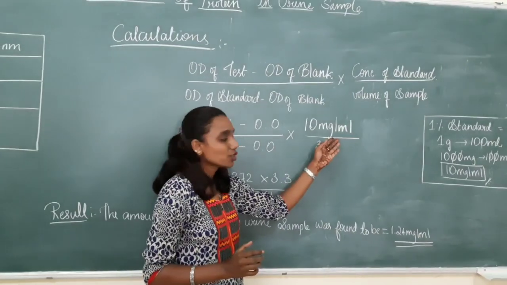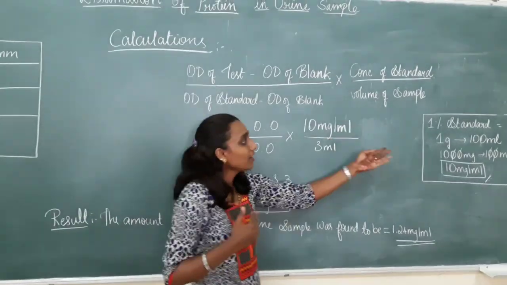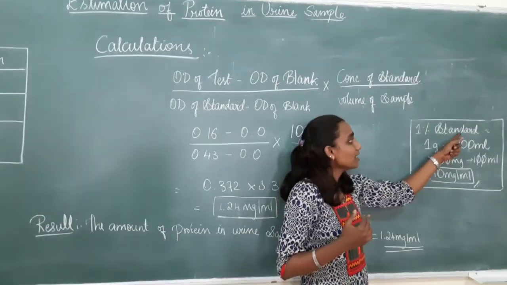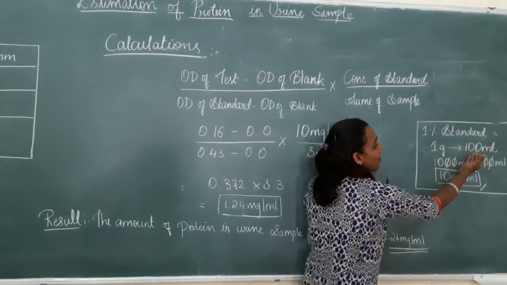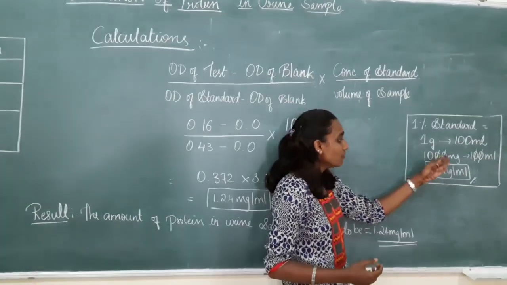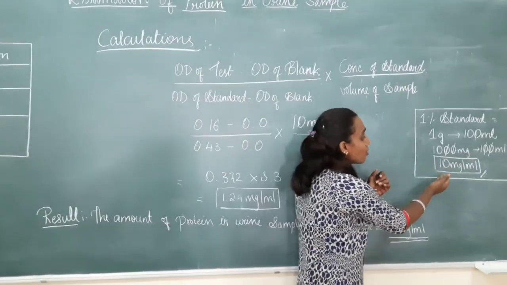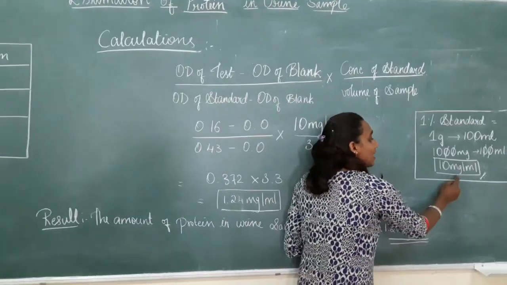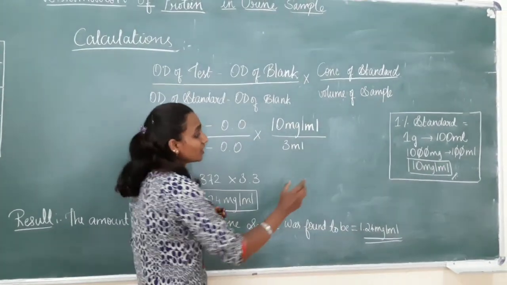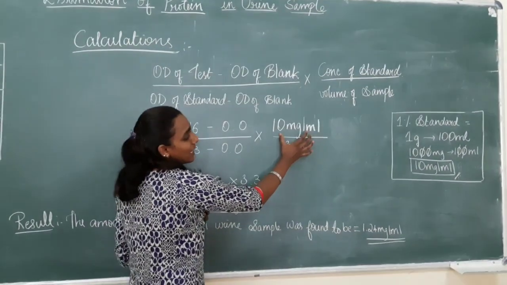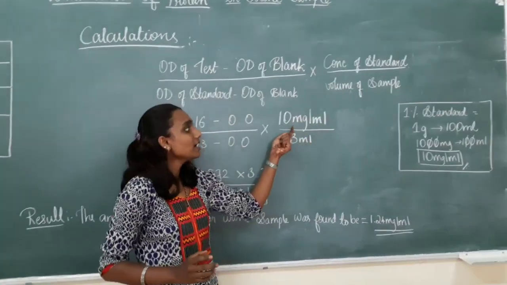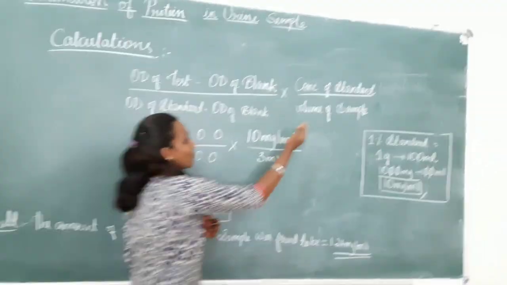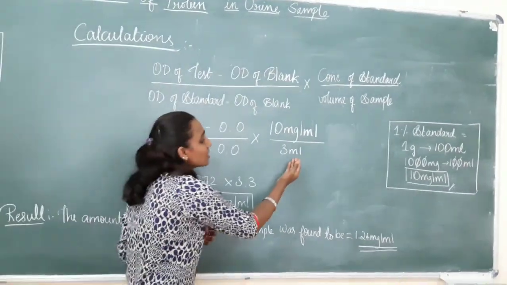Now the concentration of standard. We had prepared 1% protein standard, which means 1 gram in 100 ml. If you convert it into mg per ml, the value is 10 mg per ml. So the concentration of our standard is 10 mg per ml, and this value you are going to place here. How much amount of sample did we take? The volume of sample that we had taken is 3 ml.